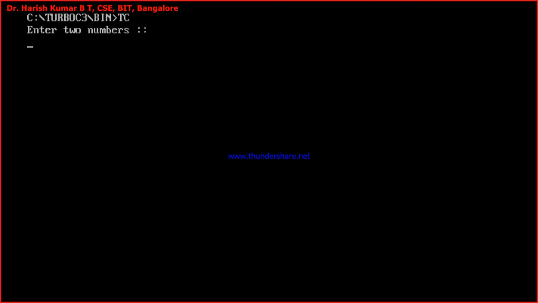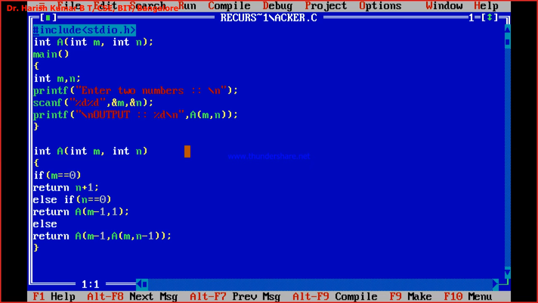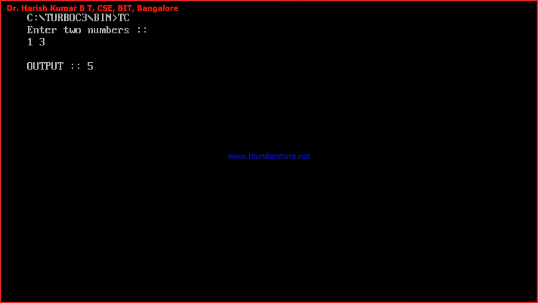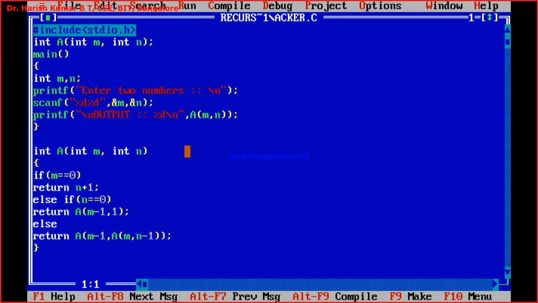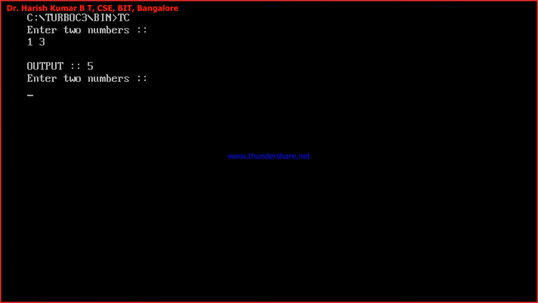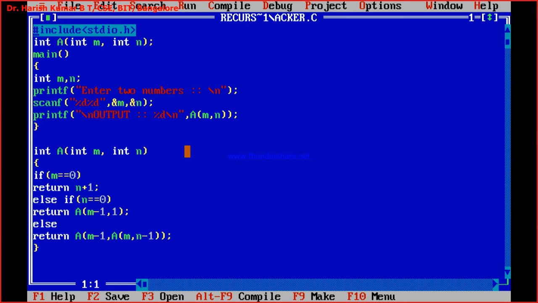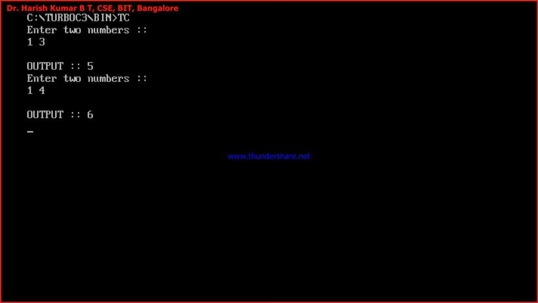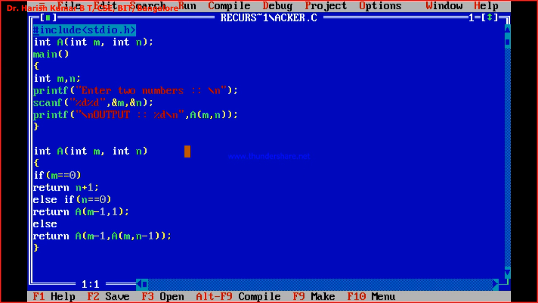It is asking to enter two numbers. We solved it for 1 and 3, I think. Let me give the same thing, 1 and 3, and we got the result as 5. Now again I'll run it. I had asked you to do it for 1 comma 4. Someone said the answer is 6. Let me check. The answer is 6. That is correct. And then 2 comma 4.